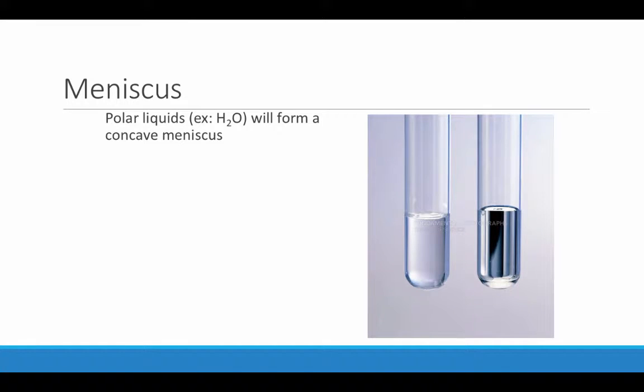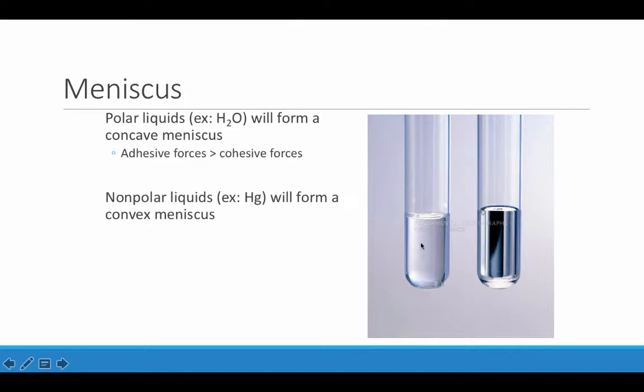Polar liquids like water will exhibit a concave meniscus, as seen here. You see the small indent in the meniscus. This is because the adhesive forces, meaning the forces between the water molecules and the material of the glass, are stronger than the cohesive forces, the forces between the molecules. Nonpolar liquids, on the other hand, will form a convex meniscus. Here we see that with mercury. This curves up. Here, the cohesive forces between the mercury particles are greater than the adhesive forces between the mercury and the glass.